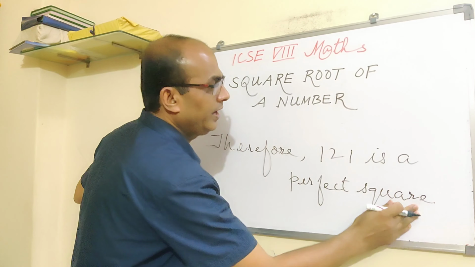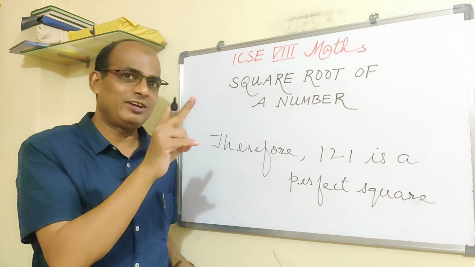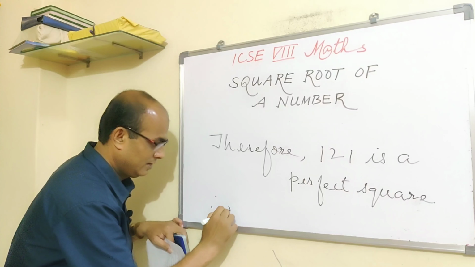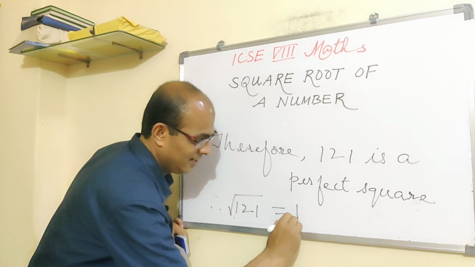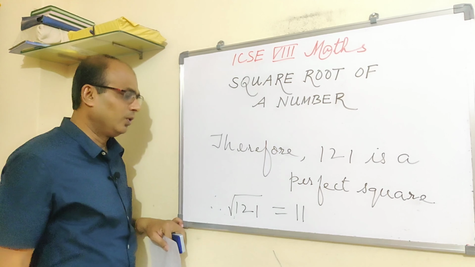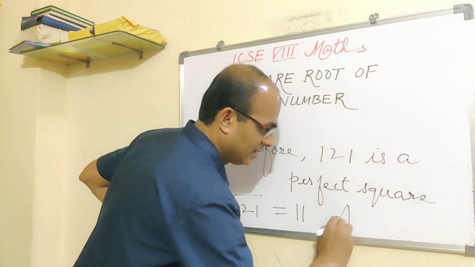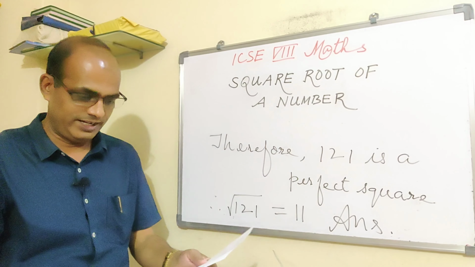It is a perfect square. And what is the square root? 11 times we have done the subtraction, 11 times. So therefore, the square root of 121 is equal to 11. And you know that the square root of 121 is 11. This is your answer. What do you say, clear? It's so easy, very easy.